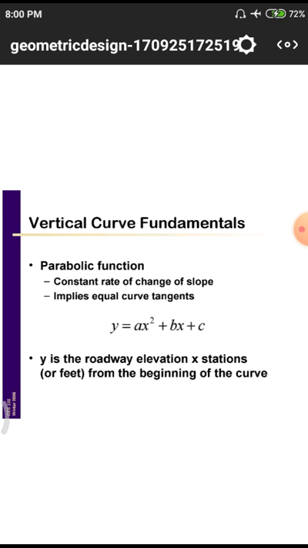It implies an equal curve tangents. That means we have two tangents. One is in the longer direction, another one is in the shorter direction. Y is the roadway elevation, excitation from the beginning of the curve.